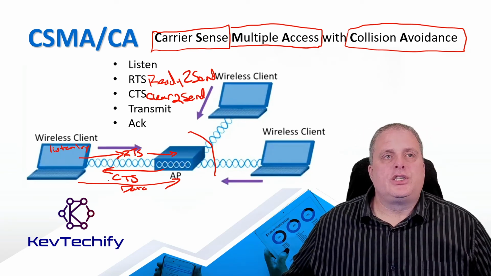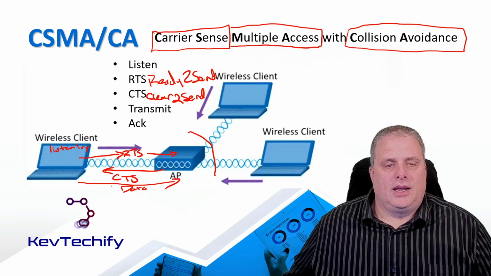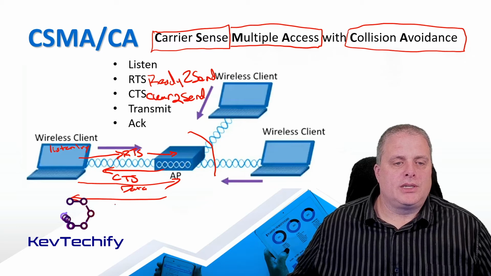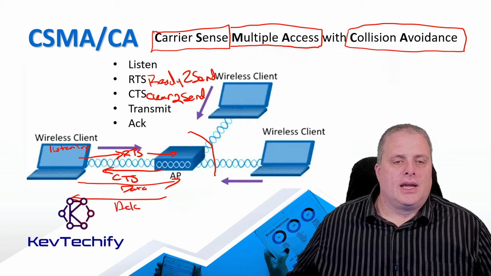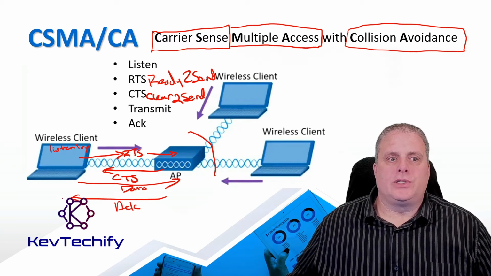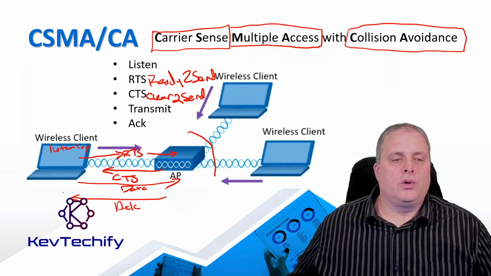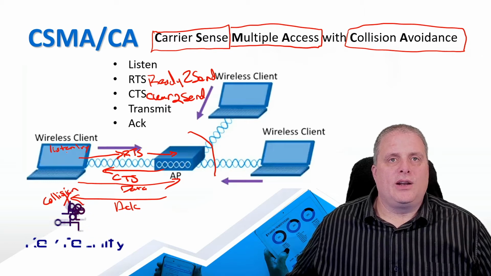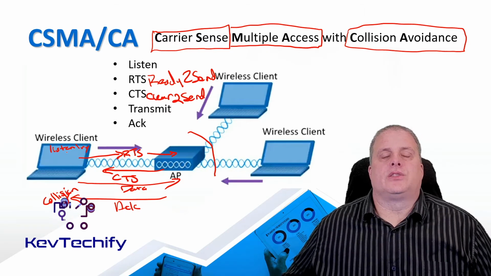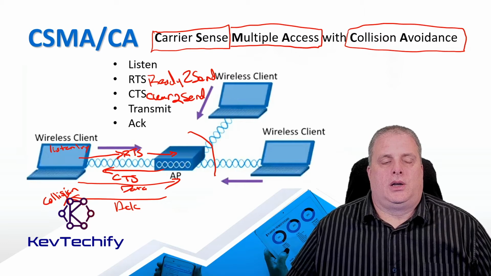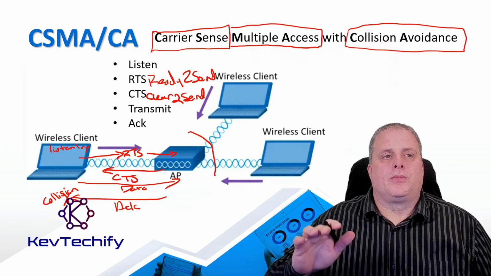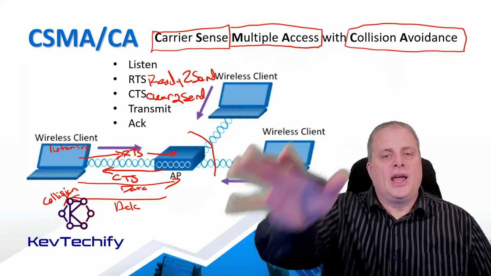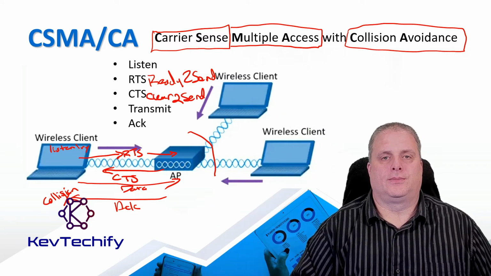If the acknowledgements don't happen at the end, and especially when the access point sends back the acknowledgement, what happens is that wireless client assumes there was a collision. And so if we don't get this in here, we're going to assume there was a collision, that the data wasn't received, and we're going to start this whole process over. And so this is where the CSMA, Carrier Sense Multiple Access Collision Avoidance, comes into play. And this is how it works.